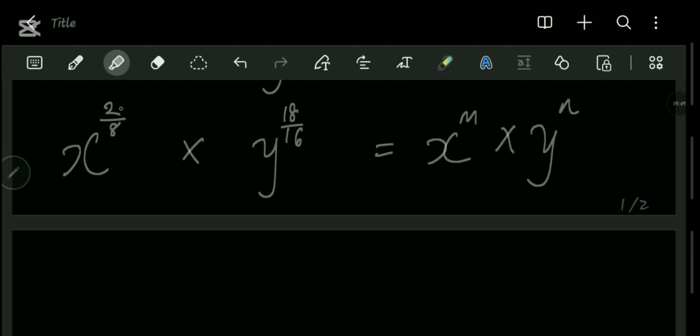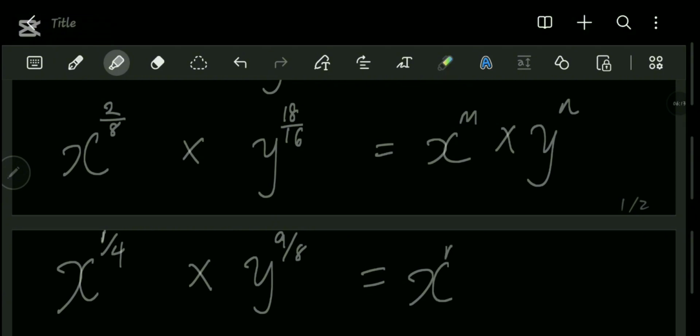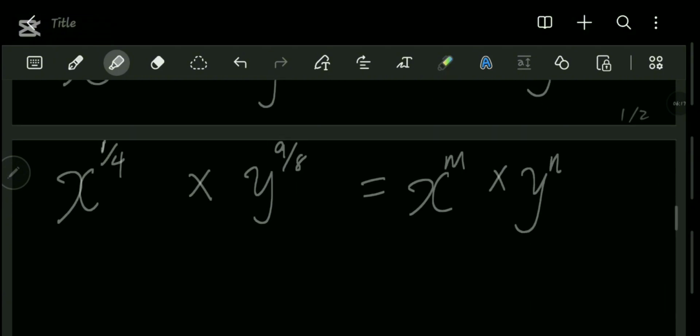Are you with me? So if I reduce this fraction up here, 2 goes into 2 once, 2 goes into 8 four times. So I have x raised to 1 over 4 here, right? Multiplied by, for y, when 2 goes into both, I have 9 over 8. And that's equal to x raised to m times y raised to n. So from here, I can compare the powers.